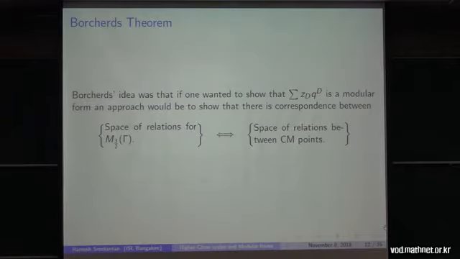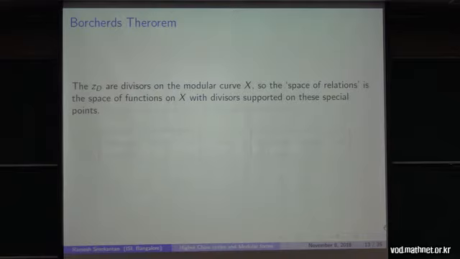Now, these Z_d's are divisors on the modular curve. So the space of relations is the space of functions on X with divisor support on these special points. So your relations between points are just divisors of functions. Right? In the Jacobian, something is zero if it's the divisor of a function. So the space of relations between points are the divisors of functions.